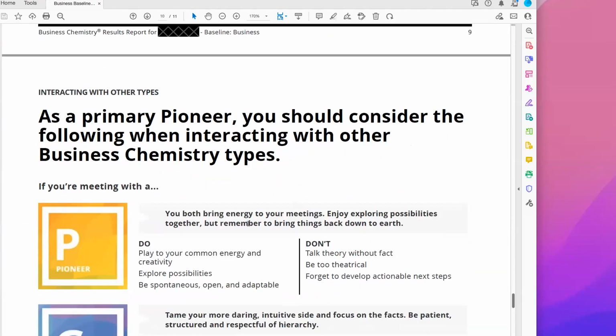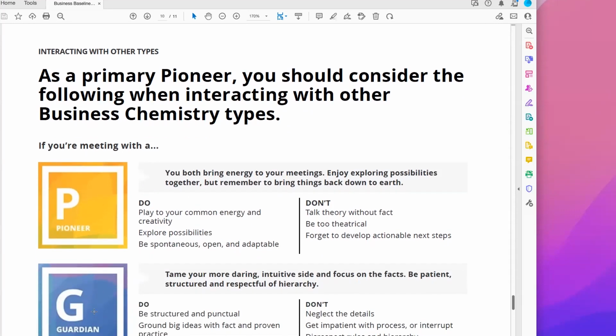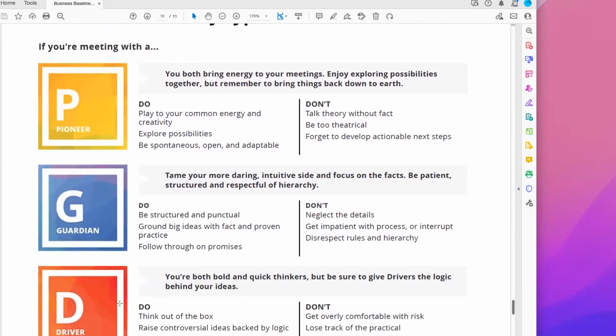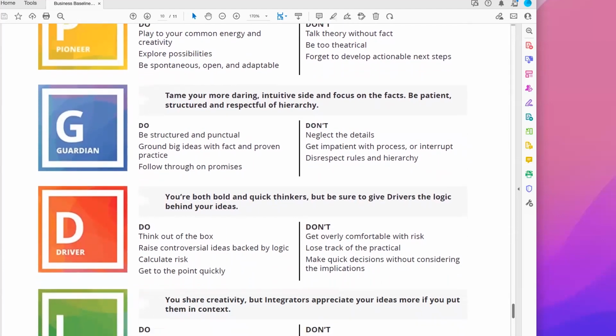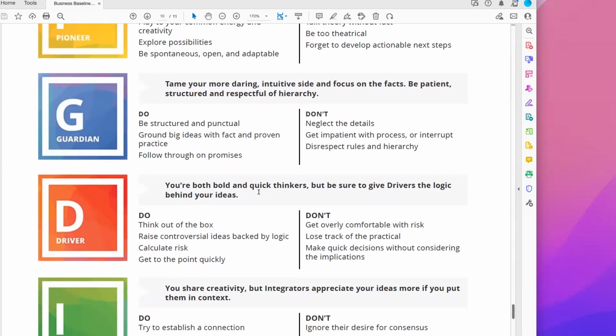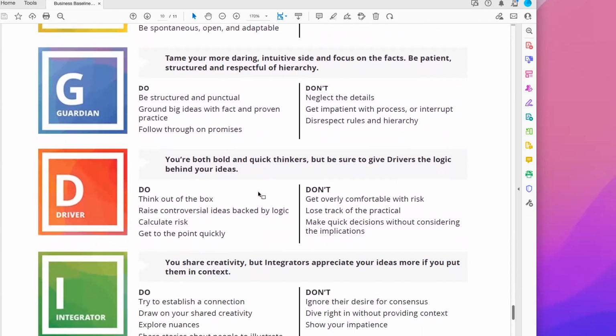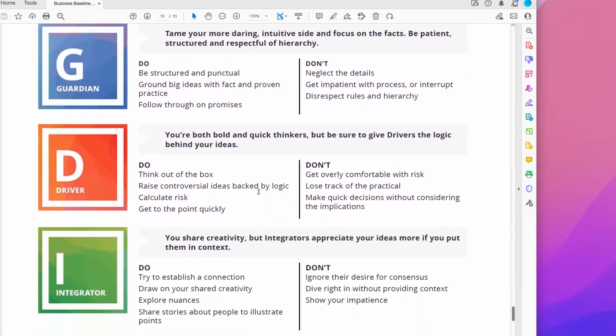So these could each be plottable activities. How do I get along better with pioneers? How would I get along better with other guardians? How would I get along better with other drivers? How would I get along with other integrators? How do I get myself to do these things? How do I get myself to stop doing these things? So how can I resonate with their main statement? So I could craft an activity list just based on what I'm looking at here. And that would be an interesting little experiment, but again, it's too general.